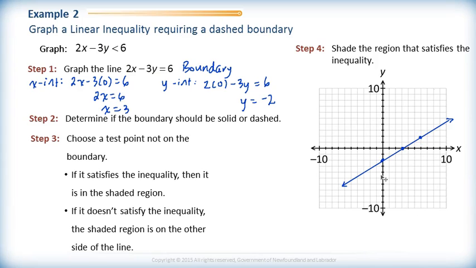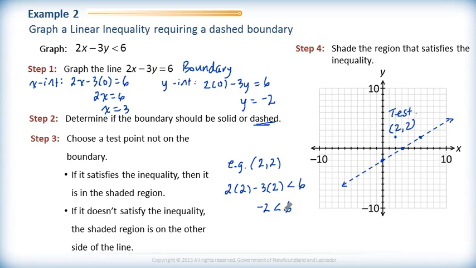Now I've drawn in my boundary, but I've got an error. Should it be solid or dashed? Well, there's no equal sign, so it should be dashed. Now we need to choose a test point. Normally I would choose 0, 0 here, and you should too probably. But just for the heck of it, I'll choose a different point, like 2, 2. I like to choose points where the x and y values are the same, so it's hard to mix them up when I'm substituting. So when I put in positive 2, I got negative 2 is less than 6. That's true. Therefore, my test point must be in the shaded region.